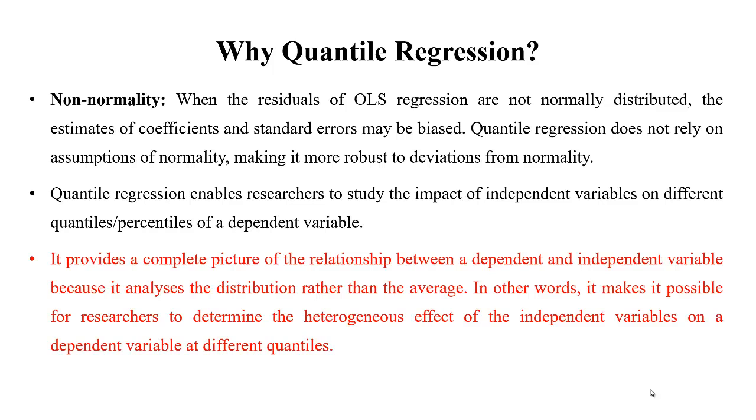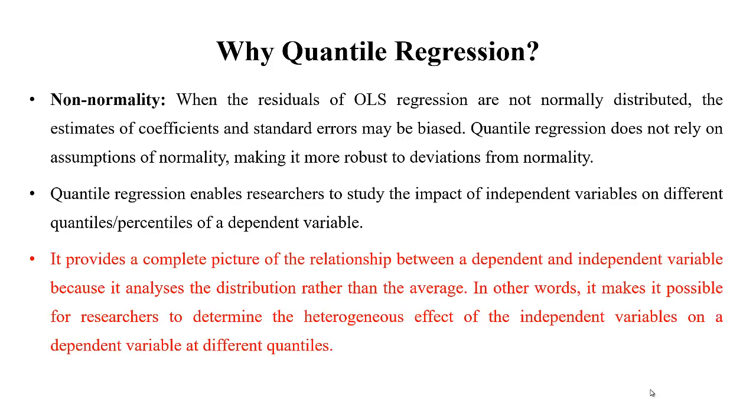And the third one is non-normality, and this is a situation whereby the residuals of ordinary least square regression are not normally distributed. When your data are not normally distributed, so when you notice that the probability value of your normality test is less than 5%, then the best method to use is quantile regression, because it does not rely on the assumption of normality, and that makes it more robust to deviation from normality.